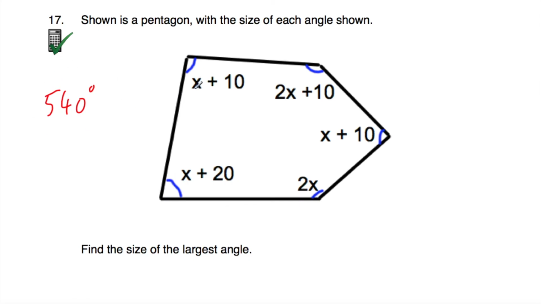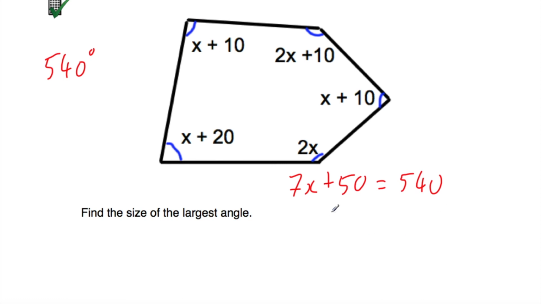So let's add up the x's. x plus x is 2x, plus another 2x is 4x, plus another x is 5x, plus another 2x is 7x. That's 7x. And then in terms of the numbers, we've got 10 plus 20 is 30, plus another 10 is 40, plus another 10 is 50, so plus 50. So we've got 7x plus 50 equals, and because they add together to be 540 degrees, that'll be 540. And now that's our equation.